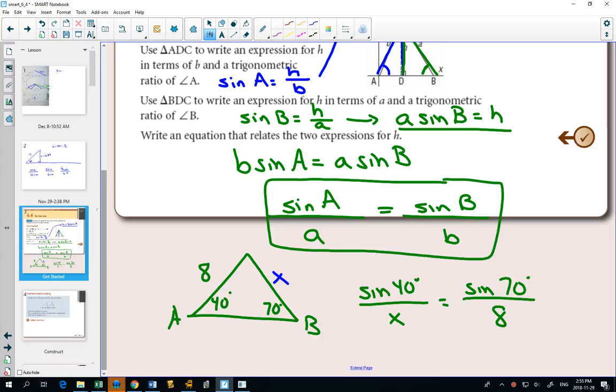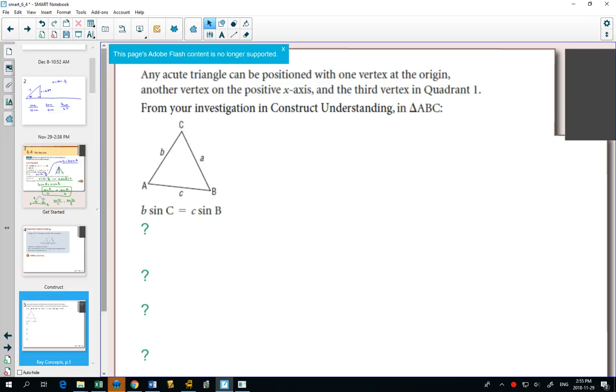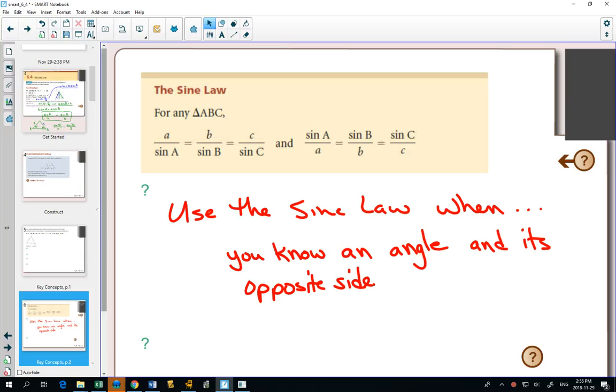Those are the types of questions that we're going to be doing. In fact, extending the sine law, you not only could do sine A over A, sine B over B, we have another side. It's also going to equal sine C over C. So at the bottom of the next page, you can highlight this box as the sine law. And we wrote it as sine A over A.